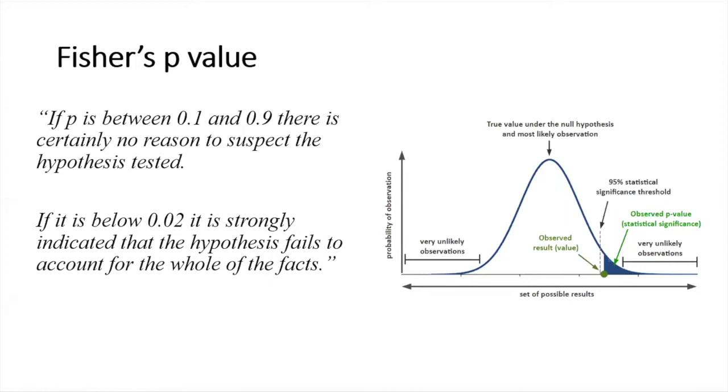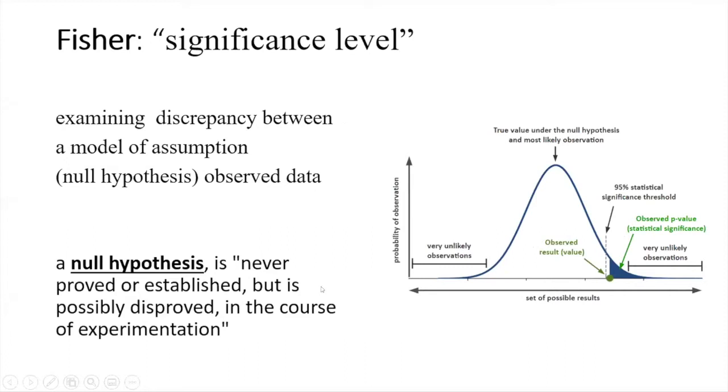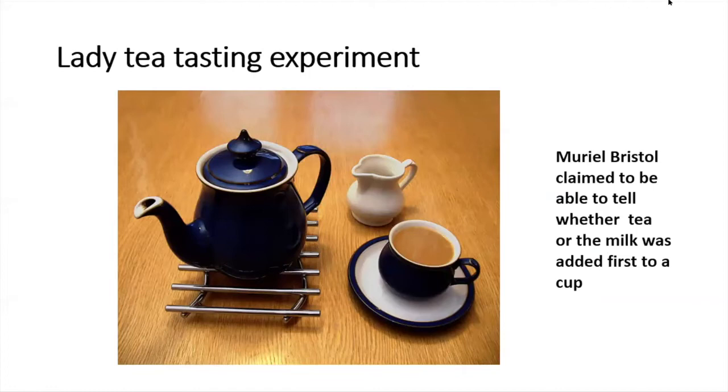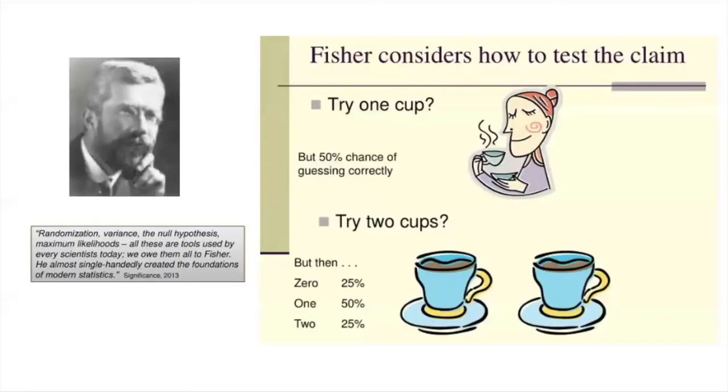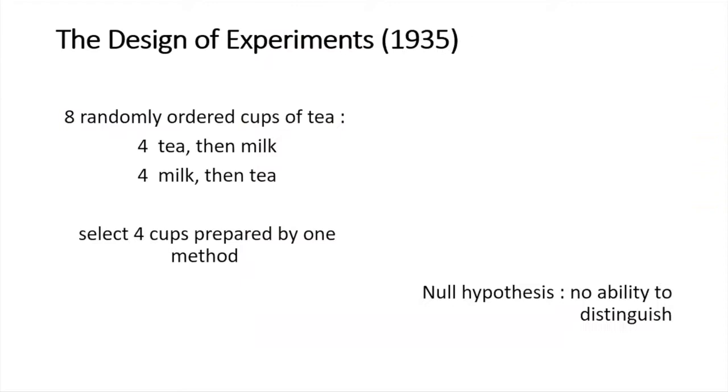Fisher came up with the null hypothesis, and he described the null hypothesis as never proven. So you never prove the null hypothesis, but you disprove the null hypothesis through experimentation. And his experiment was this. Muriel Bristol claimed that she could tell whether tea or milk was first added to a cup of tea. She met him at a tea party and she claimed this. And Fisher was intrigued and he went off to consider how to test this claim. So he thought about one cup, which gave you 50-50, or two cups, which gave you a varying figure of guesswork. But he came up with his experiment, which he published in 1935, called The Design of Experiments.